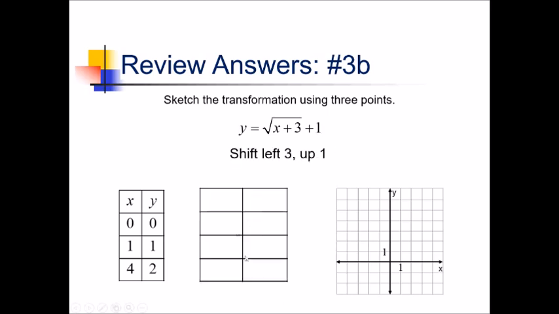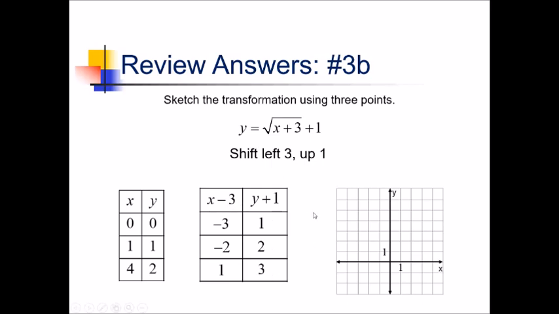So to put that in a table here and transform these points, if I'm going left 3, I have to subtract 3 from the x. Up 1 means I'm adding 1 to the y values. So x minus 3, changing all these x values, 0 minus 3 is negative 3, 1 minus 3 is negative 2, and 4 minus 3 is 1. Adding 1 to all the y values now, we have 1, 2, and 3.